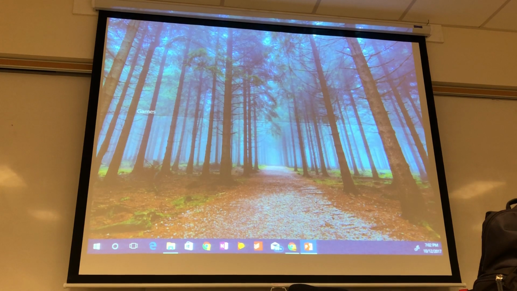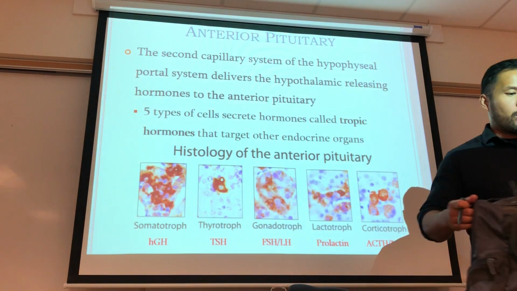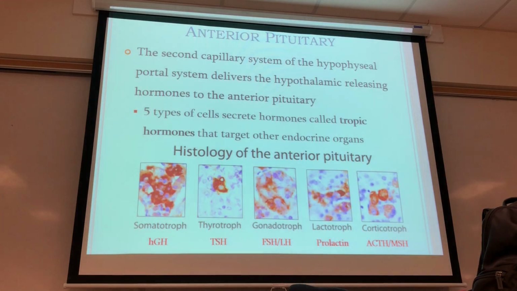Starting with the anterior pituitary. Again, we go from the hypothalamus, releasing hormones as well as inhibiting hormones. So the hormones that are being secreted by the hypothalamus, let me close it. So the hypothalamus that's releasing these releasing hormones as well as the inhibiting hormones are targeting the anterior pituitary.